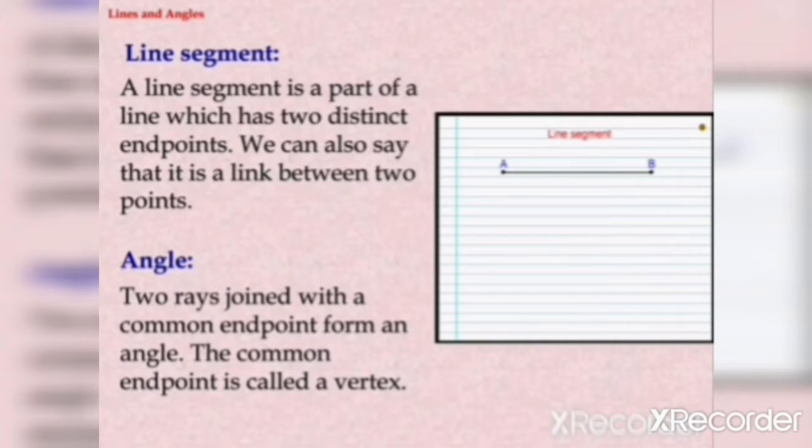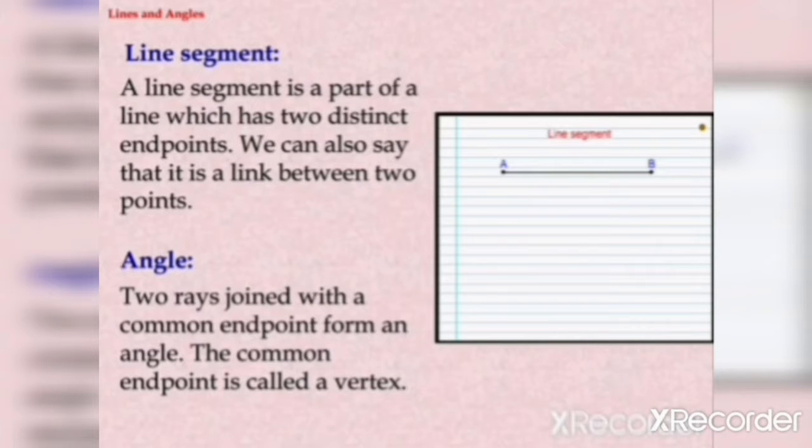Then what is line segment? As we all know, line segment is a part of a line which has two distinct endpoints. It has two endpoints, so it can be measured. We can also say that it is a link between 2 points. Here we have example of line segment A and B.